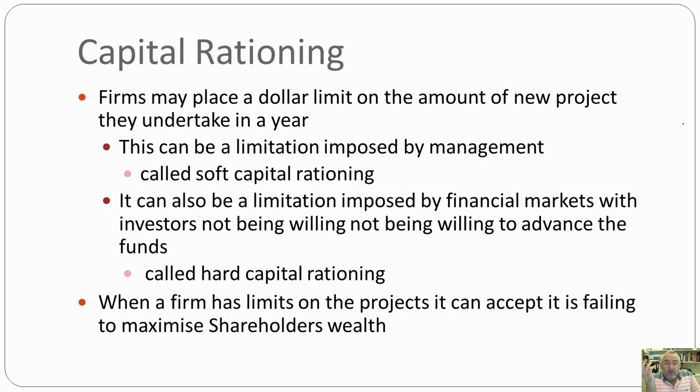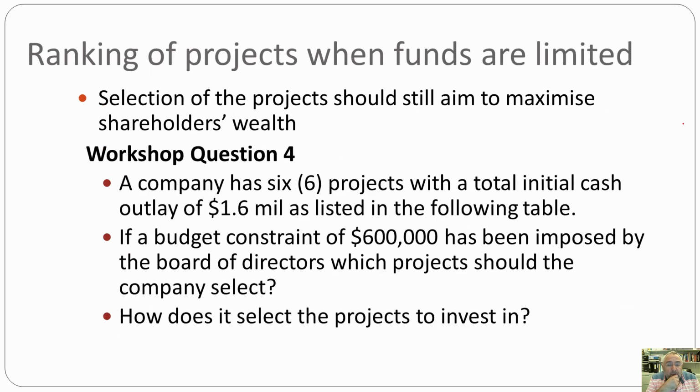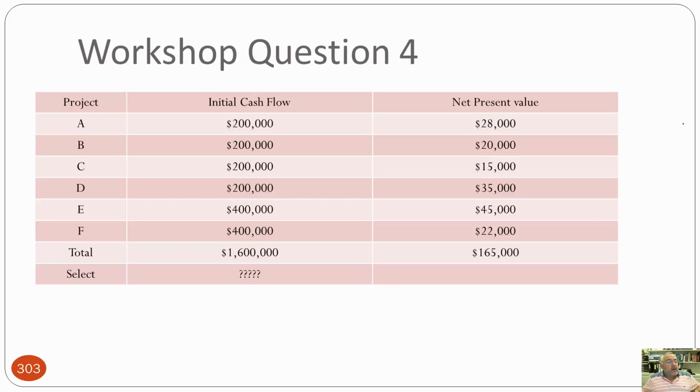Okay, so if you've got limited capital, you're trying to maximize wealth. The projects you take matter. How do you decide which projects to take? We're not going to get really sophisticated here, and what we're going to see is actually common sense. Let's say a company has got 6 projects, with a total cash outlay of 1.6 million, or rather that's how much they could spend if they invested in all of them, but they've got a budget constraint of 600,000. That's all they can invest in. They've got no more available. So here we've got the projects A, B, C, D, E, and F. And look, they've got different amounts of money.